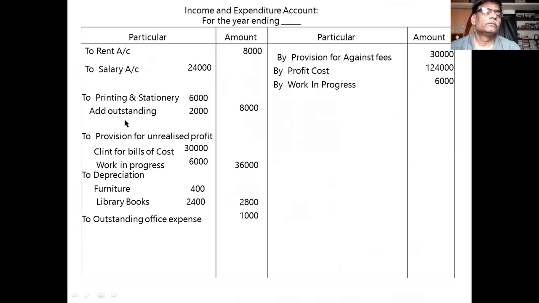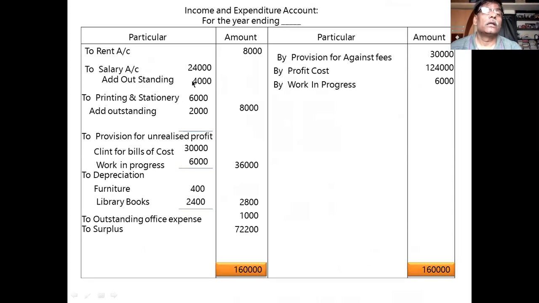What are the other items? Depreciation is there, outstanding expense is there. Outstanding expense you take. Then here you have to take the outstanding salary, 4000. Like this you take all the adjustments and close the account. You will get the surplus of 72,200, and this 72,200 surplus is to be shared between Mohan and Sohan equally: 36,100, 36,100 you distribute. Okay, traveling expense is also there.